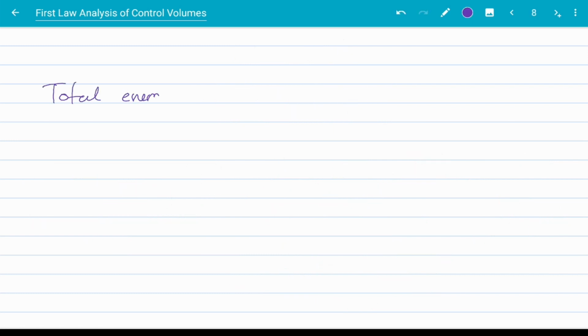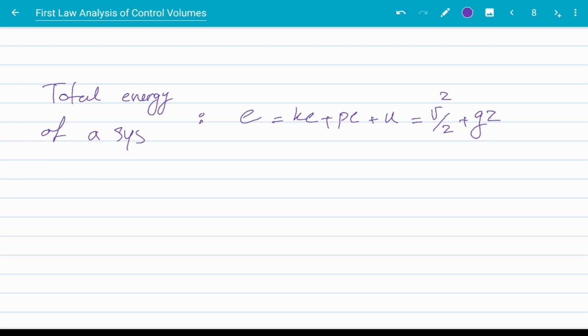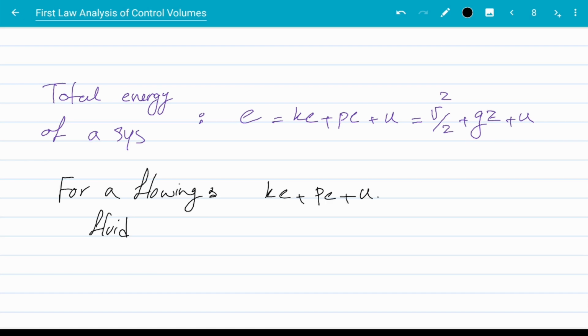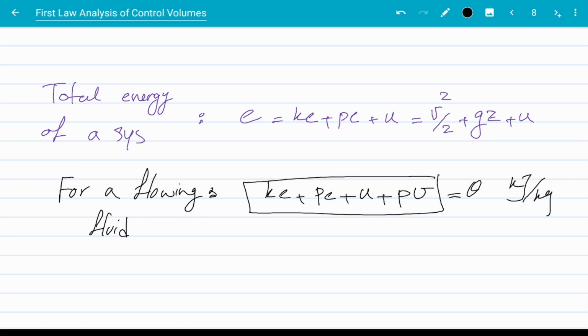Okay, now the total energy of any system, we know in per unit mass, is E equal to kinetic energy plus potential energy plus the internal energy, which is velocity squared over 2 plus g times z plus internal energy. Now for a flowing fluid, we have the additional term associated with the flow work. So the total energy of a flowing fluid element is going to be kinetic energy plus potential energy plus its internal energy plus the flow work. We show this new energy with the Greek letter theta. The unit is still kilojoules per kilogram.